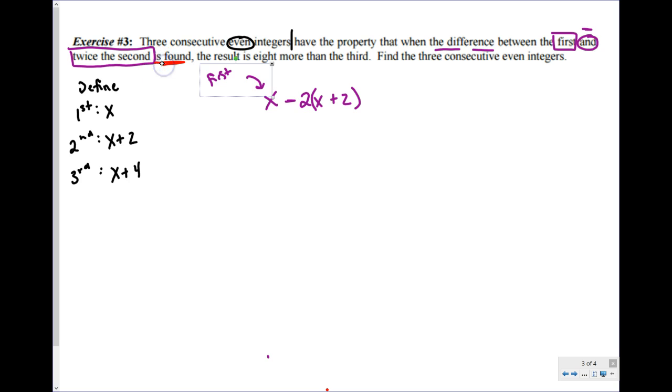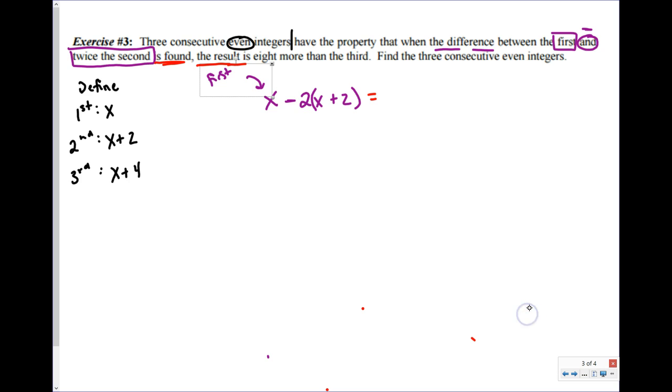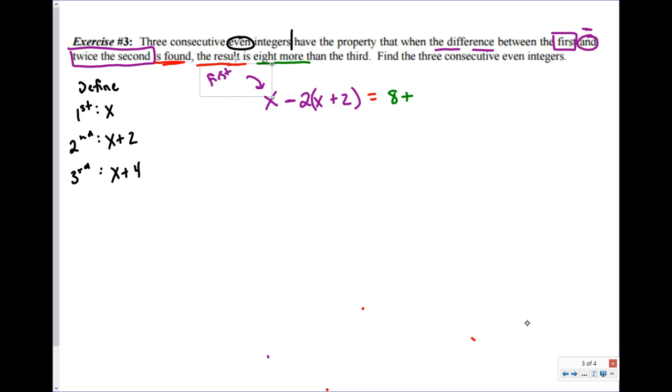This is found is a fancy way for having an equal sign. Same thing with the result here. Is found, the result is, so I'm going to put an equal sign. 8 more than, that's basically 8 plus, 8 more than the third. Well, we already defined the third as x plus 4, so I'm going to put an x plus 4 here. There's the third. Okay?